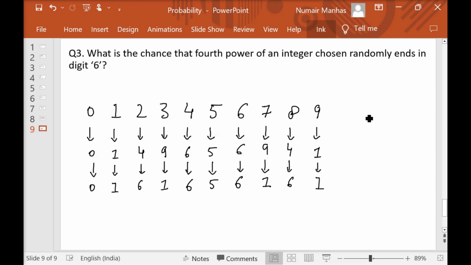So again we need to find the digit 6, how many times does it occur. Here we can find first, second, third and fourth. So we have a total of 4 times that the number 6 occurs after squaring a unit number twice. So we have 4 outcomes out of a possible 10 outcomes. Therefore the probability will be 4 by 10, which is equal to 2 by 5.